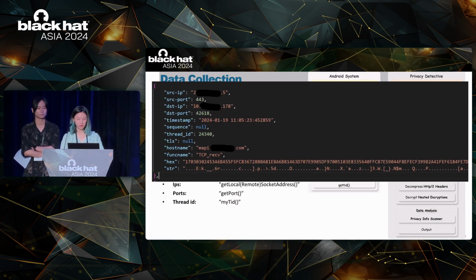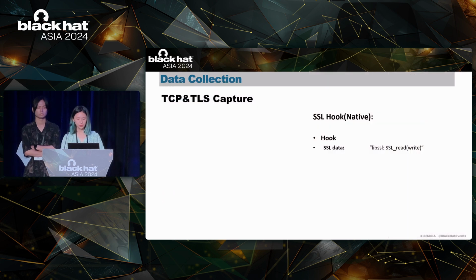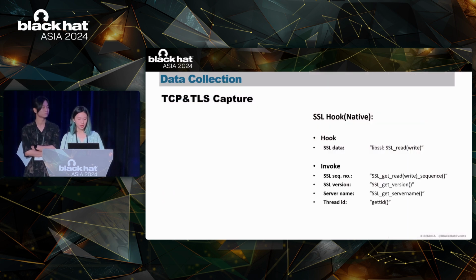After we do these things, here is one of our captured TCP packages. You can notice in the last line, tag str string, its value is some encrypted data, right? Which is obviously TLS data. So the next step is to get the TLS data by hooking SSL read and write. And we invoked some other functions to get more SSL info as we did in the TCP hook. We obtained the SSL sequence number, thread ID, and TLS version in this part.